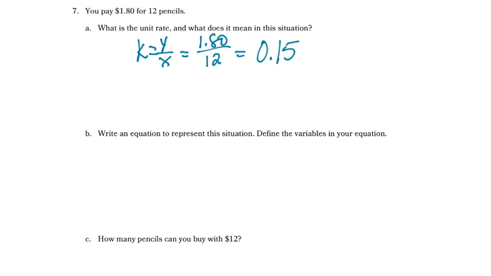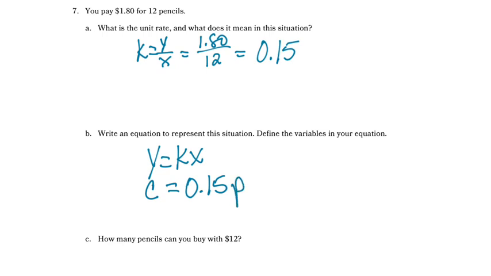What does it mean in this situation? Price of pencils is 15 cents per pencil. Writing that equation is going to be y is equal to kx. Again, our y is going to be our price, our money, our cost, or whatever you want to put for that. I'm going to put C for cost. Our constant is 0.15. And then our x is going to be however many pencils, P, you buy.